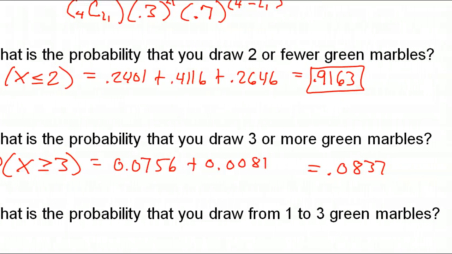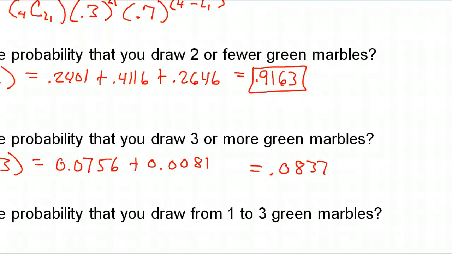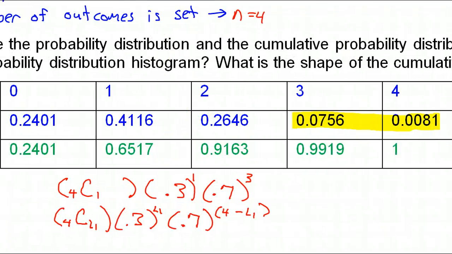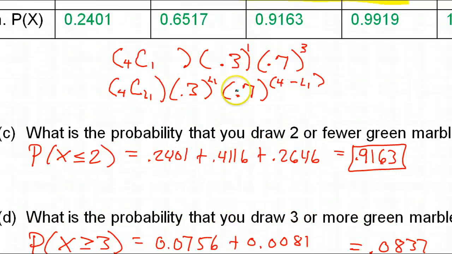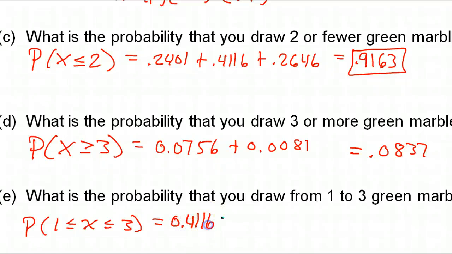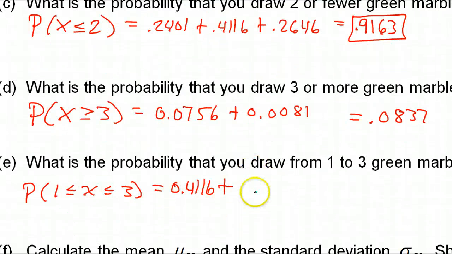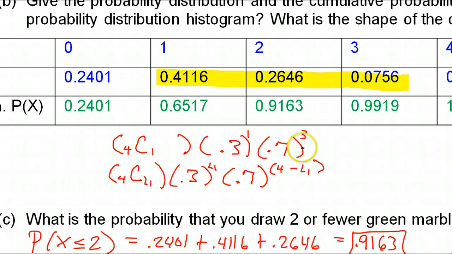All right, now what's the probability that you will draw from 1 to 3 green marbles? And it doesn't say between, so we're including the 1 and the 3. Okay, so 1 to 3, that would be from here to here. So we're just adding up these three numbers. First, look how you write the symbols. From 1 to 3, including 1 and 3, would be like this. The probability that 1 is less than or equal to x, which is less than or equal to 3. Like I said, we're just going to add up these numbers. So 0.4116 plus 0.2646 plus 0.0756.